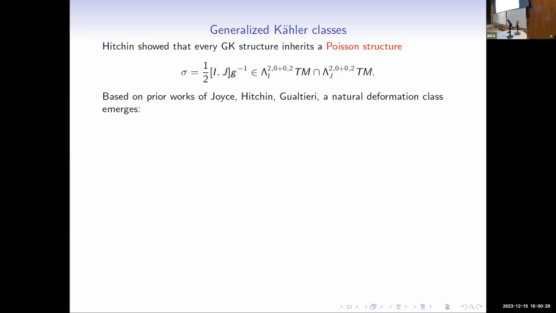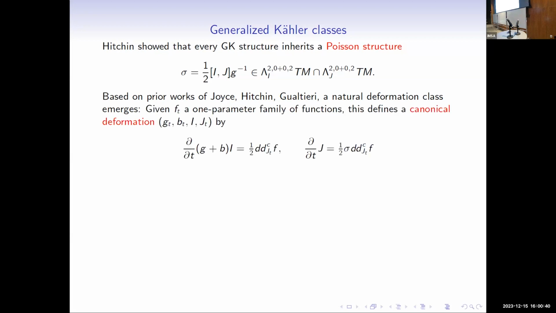There's work going all the way back to Joyce, Marco, Nigel, who were trying to understand, I think, deformations of generalized Kähler structure, but if you look hard at what they did, it's not so hard to write down what I call canonical deformations. Here I write it purely in terms of the bi-Hermitian data, like G, B, I, and J. I will be fixed, that's a choice, but it's equivalent up to gauge. You can always fix either I or J.